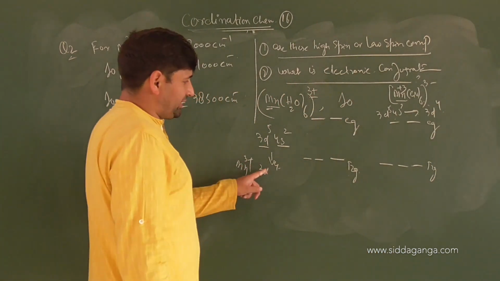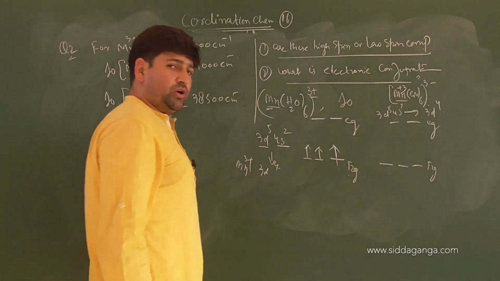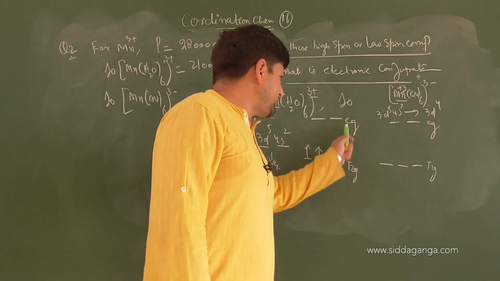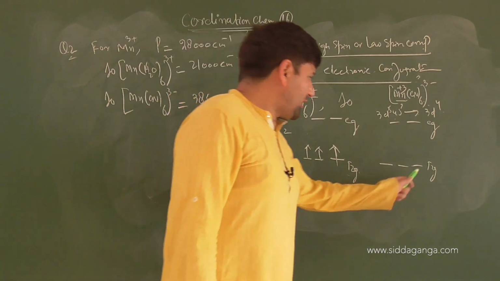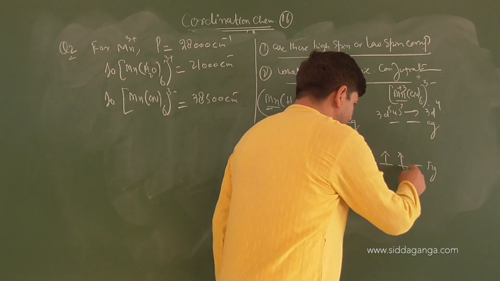Total how many electrons are here? 4. So I'll put 1, 2, 3. We know that when the fourth electron has to come into play, it has a choice: it can go to the t2g set or the eg set. Here also the fourth electron can go to the t2g set or the eg set. So I'll mention 3 here also.